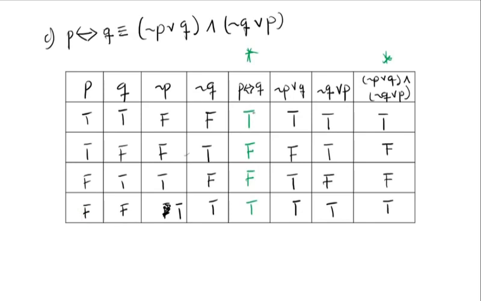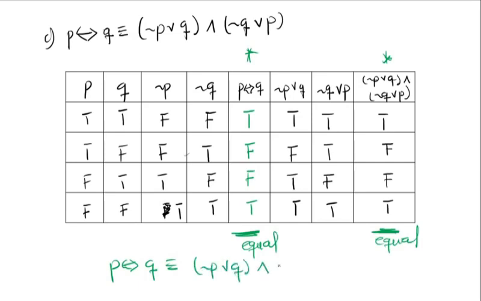Now can we see that we have here true, false, false, true? Over here we have true, false, false, true. So this and this are all equal. So we can confidently say that P biconditional Q is logically equivalent to negation of P or Q and negation of Q or P. That is from the truth table above over here.